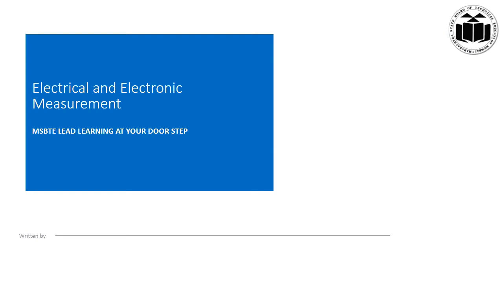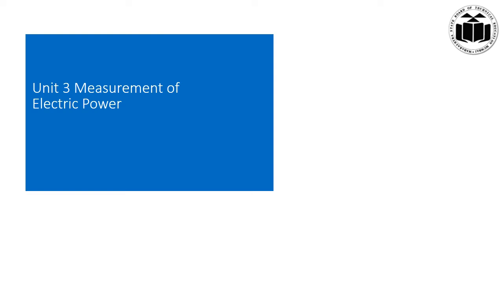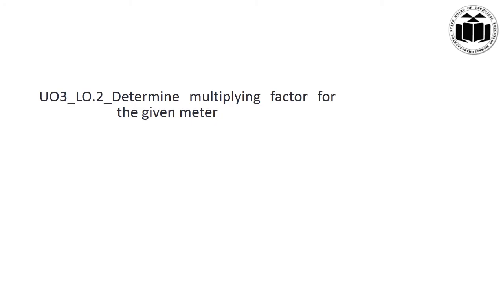The course is Electrical and Electronic Measurement. The unit for this session is Measurement of Electric Power. In this presentation, we are going to deal with the learning outcome number 2, determine multiplying factor for the given meter.